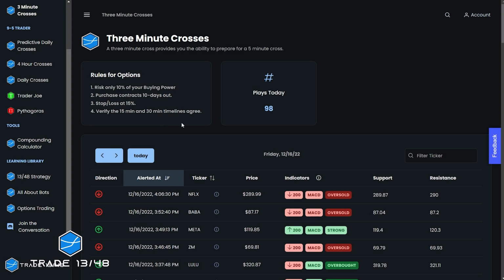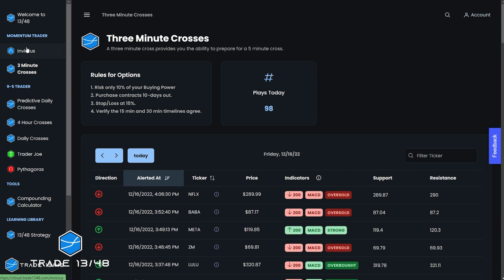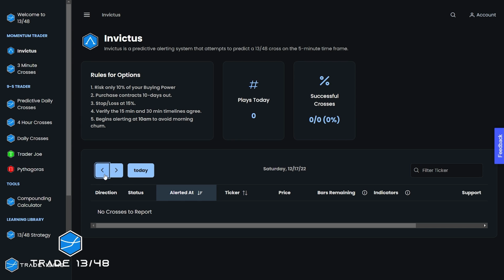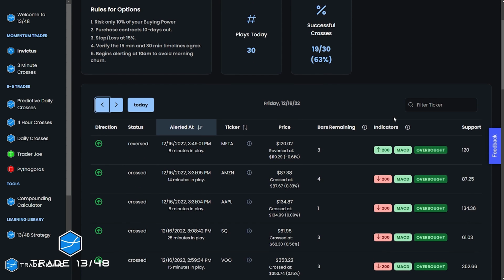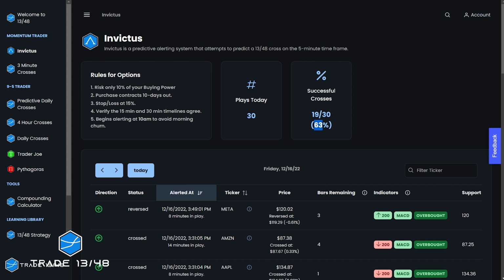All right, moving along. Let's go to our favorite guy, Invictus. Now, Invictus, let me show you something here. The market has now opened. Invictus begins to trade at 10 a.m. We skip all the early morning market volatility and go straight to making the bags. So here we go. We have Invictus. Invictus has a 63% cross rate.